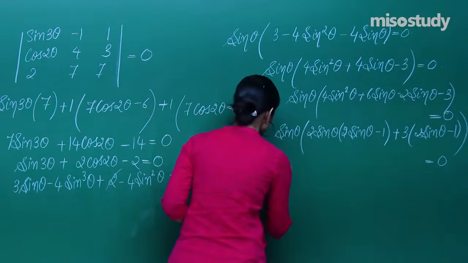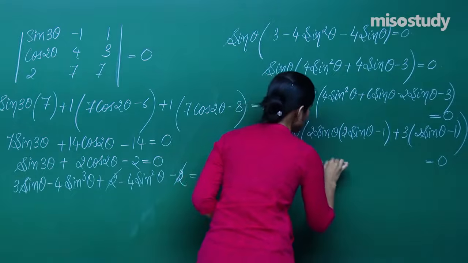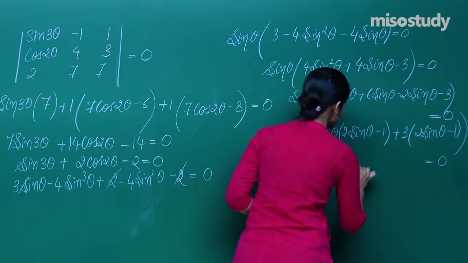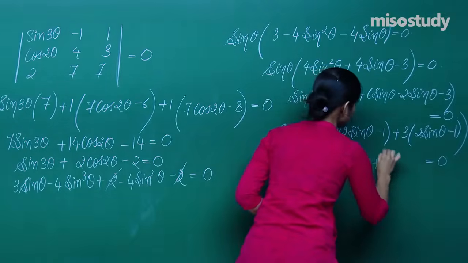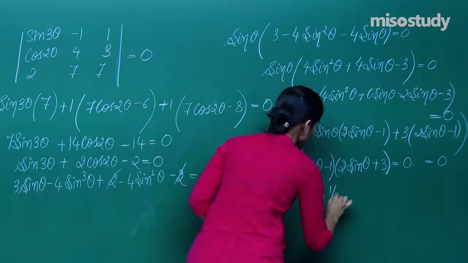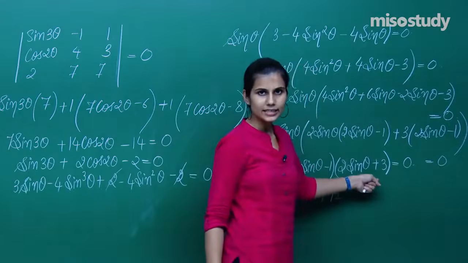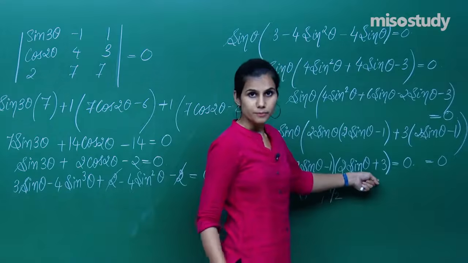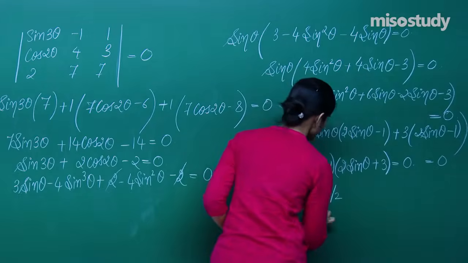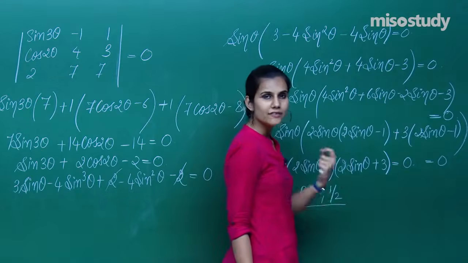So, you have sine theta times (2 sine theta minus 1) times (2 sine theta plus 3). This obviously gives you sine theta is 0 or 1 by 2. I am not taking negative values because from 0 to pi sine is not negative, and I want theta values which vary from 0 to pi. So over here, what is the value of theta in terms of integral values of n?